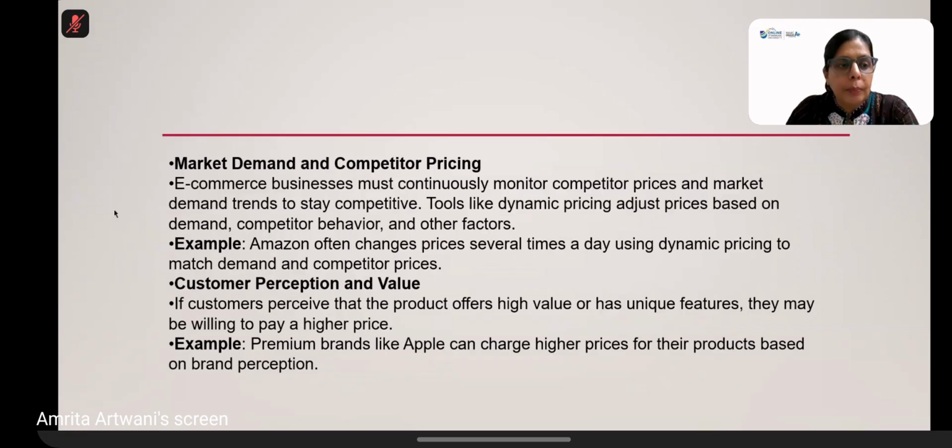Okay, market demand and competitor pricing. An e-commerce business must continuously monitor competitor pricing and market demand trends to stay competitive. Tools like dynamic pricing adjust prices based on demand, competitor behavior, and other factors. There is software that will help you with this dynamic pricing. Dynamic pricing means the same product, but the price will keep on fluctuating depending on the demand.